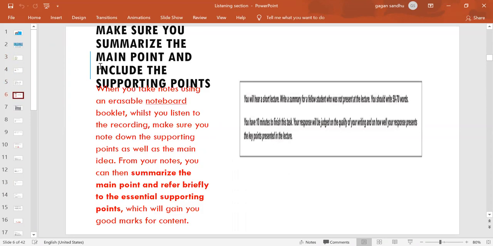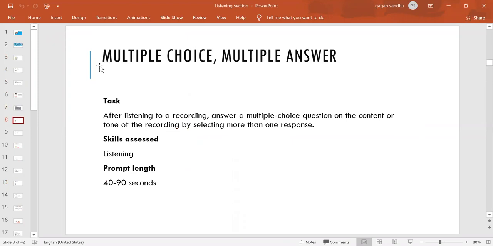And multiple choice, as you know, if we're doing the multiple choice, multiple answer, the first thing to keep in mind is the negative marking. So we have to be sure that we are not marking any answer we're not sure about, as more than one response is correct. If I'm sure about only one option, maybe I'll just mark that one option and get that mark. But if I'm marking something wrong, I'll be getting a negative one for every wrong answer. So listening is the skill being assessed here. 40 to 90 seconds is the time, right?